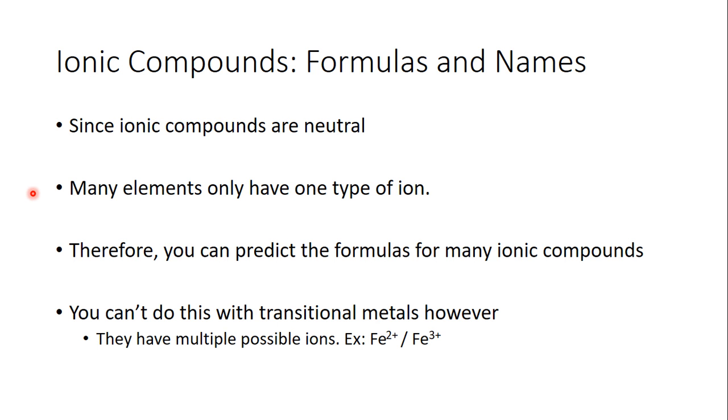Now, since ionic compounds are neutral and many elements only have one type of ion, you can really predict what a formula will be for ionic compounds. So sodium chloride, I can predict what that formula is going to be. However, if you're working with transition metals, you cannot predict what the formula is just from the name, because iron could either be a 2+ cation or a 3+ cation. It really depends on the situation. So with transition metals, the formulas and the names are a little bit difficult.